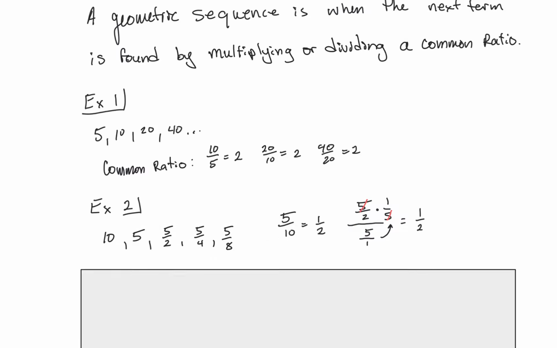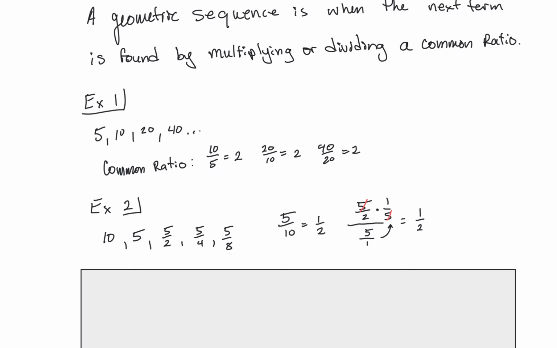If we look at another one, this is where it goes smaller. You have 10, 5, 5 halves, 5 fourths, 5 eighths. You can take any two numbers in the list, just like before. If we take 5 divided by 10, we get 1 half. If we take 5 halves divided by 5, we have to go to fractions here. So 5 over 2 divided by 5 over 1. Remember to multiply by the reciprocal. So the 5s cancel out, and you're left with 1 on the top and 2 on the bottom. Again, you get 1 half.